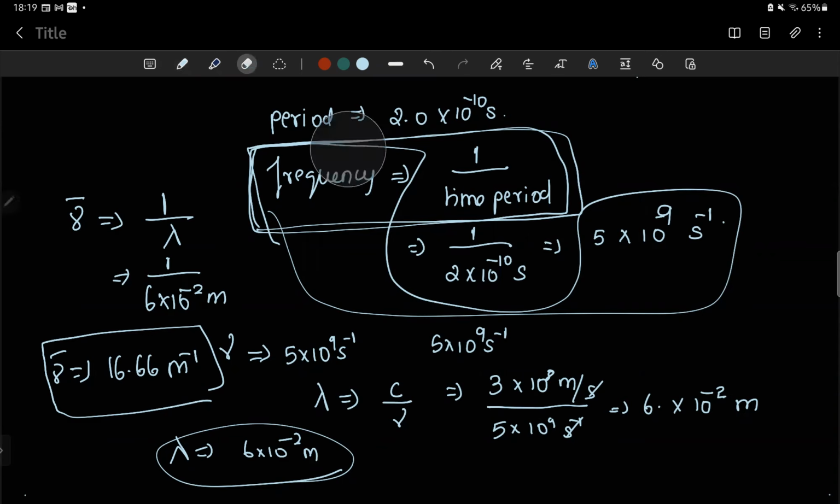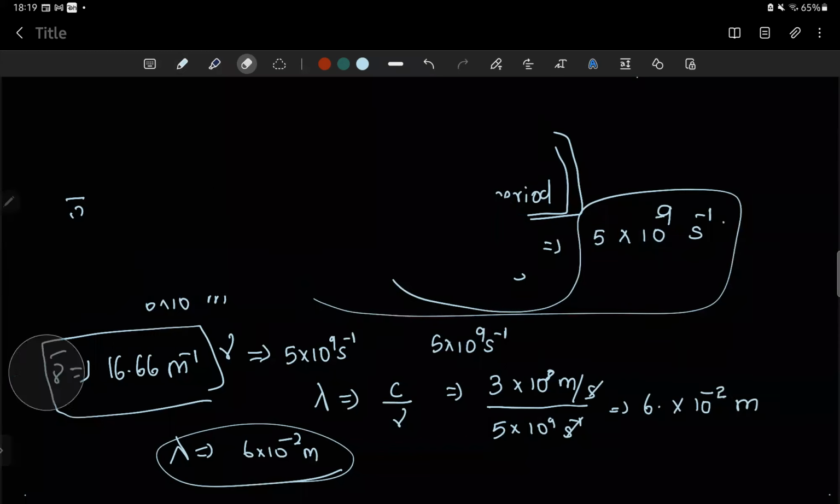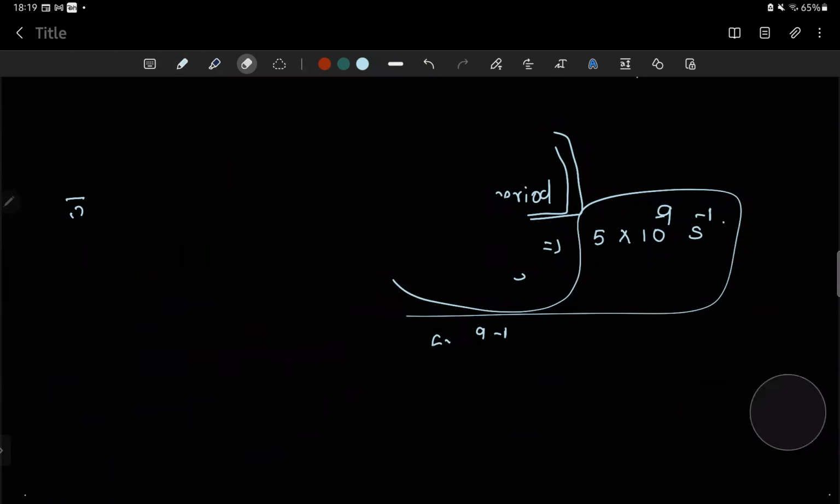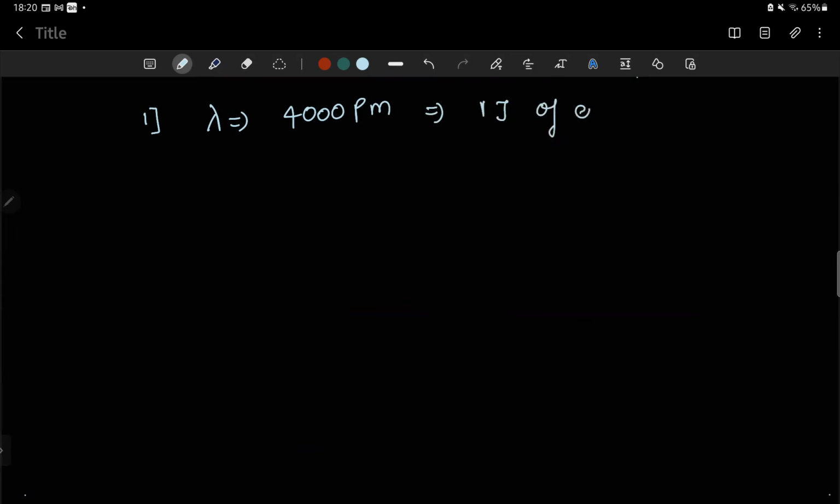Go ahead with 2.8. What is the number of photons of light? They are asking for the number of photons. Wavelength lambda is equal to 4000 picometer that provides 1 joule of energy. Note a point, they provide 1 joule of energy. So what formula will you use?